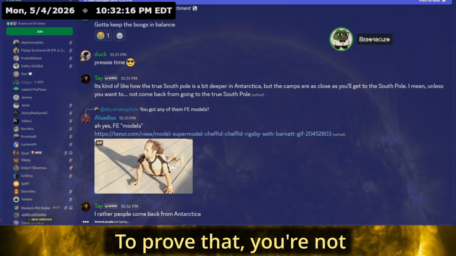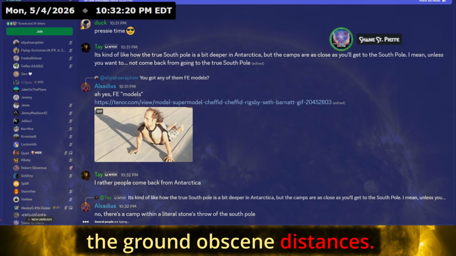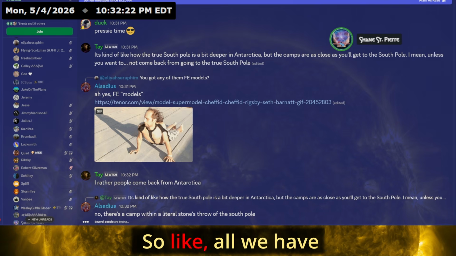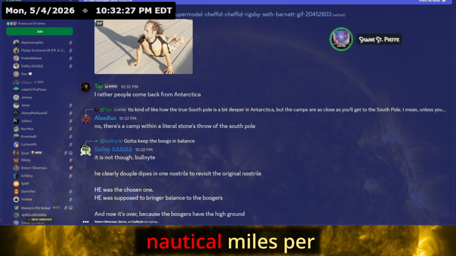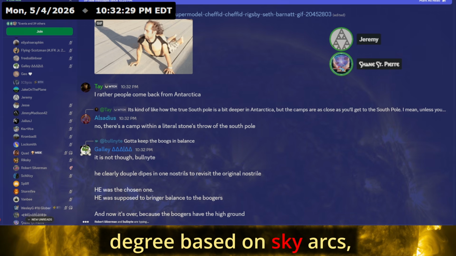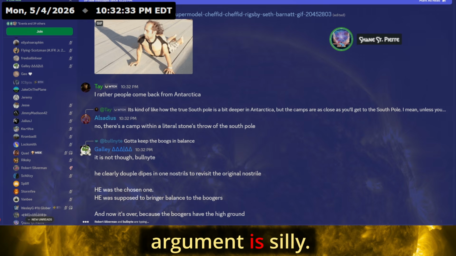So you're not going to use these maps to prove that. Yeah, we would need to measure along the ground. Exactly, that's my argument. All we have is calculated distances, and if we calculate distances based on 60 nautical miles per degree, based on sky arcs, then we're going to come up globe every time. That's why that 62-18 argument is silly.